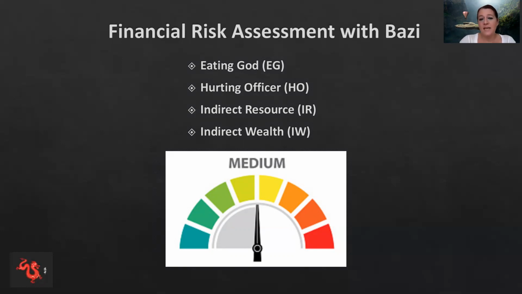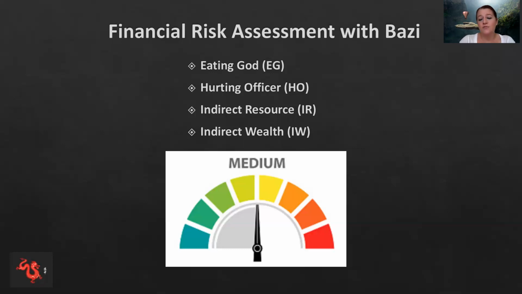If you have the indirect resource star as the main T of your month branch, then you're also very much about financial shortcuts, but financial shortcuts more in the sense of online trading, cryptocurrency, maybe even buying a lottery ticket and winning money that way. It's all about windfalls, unexpected windfall gains.